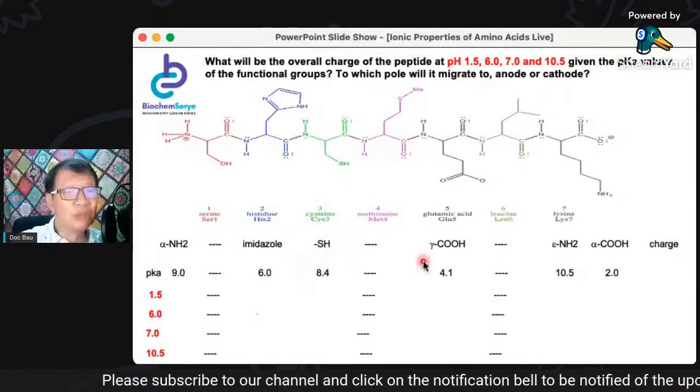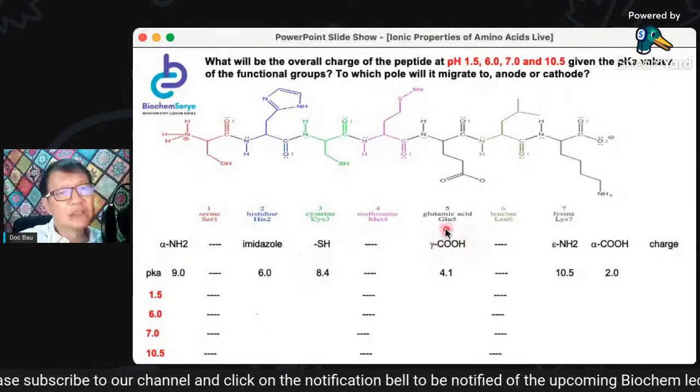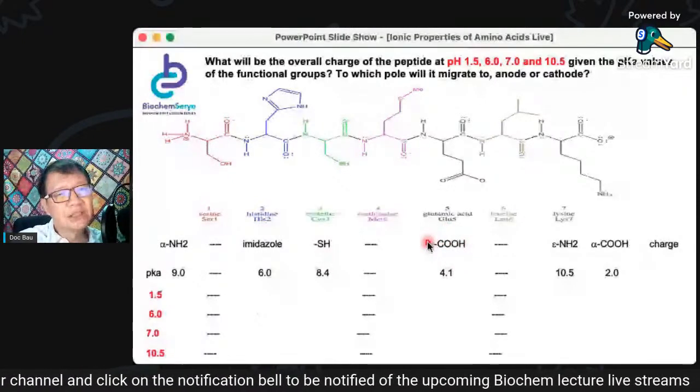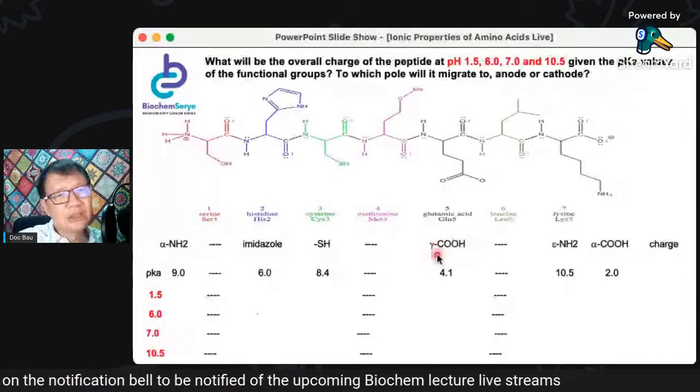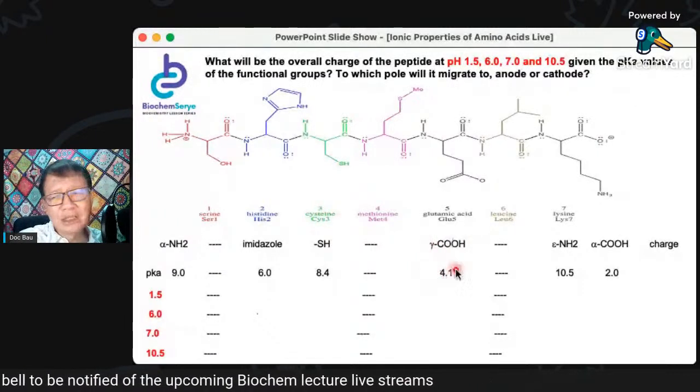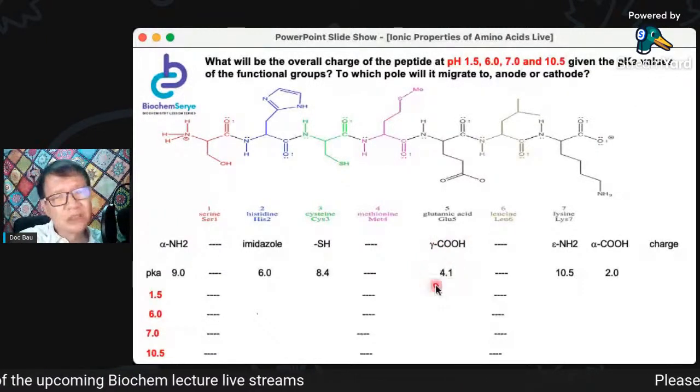So it's 8.4. Gamma carboxyl, just like your beta carboxyl of aspartic acid, right? This is acidic. It's the second most acidic, if I'm not mistaken.